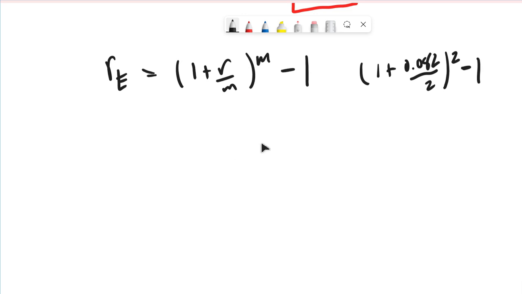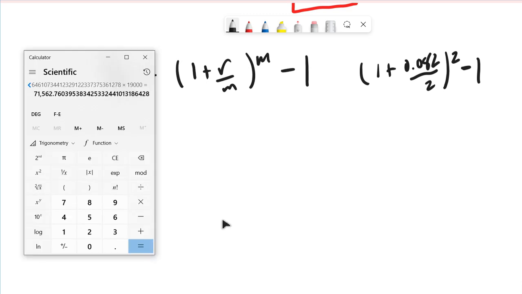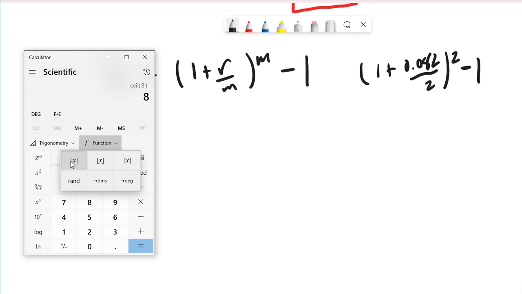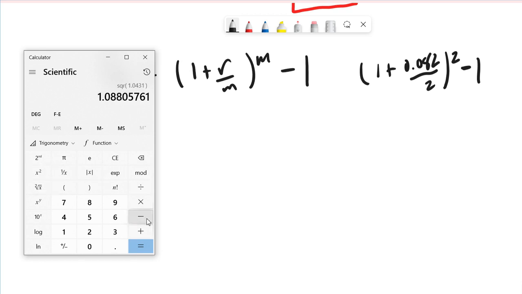Okay. So let's go ahead and do this computation in terms of the annual percentage yield. So 0.0, okay, let's do this again, right? Okay, there we go. 0.082 divided by 2. Okay, plus 1, but squared, right? And then minus 1, right? Okay, so minus 1.